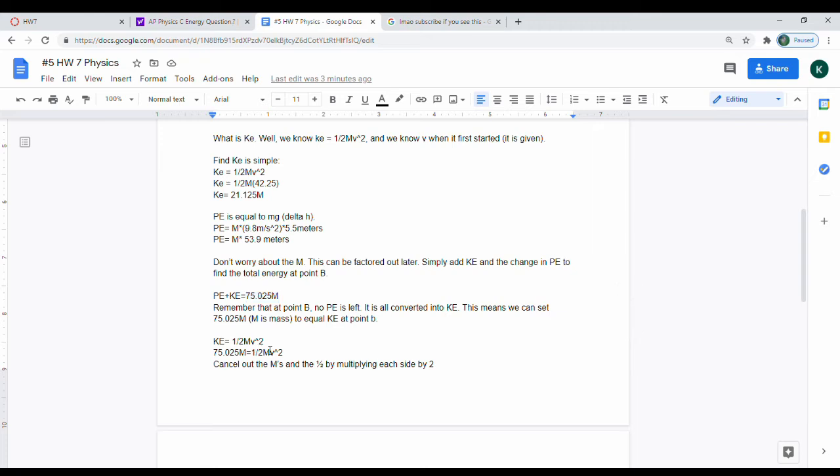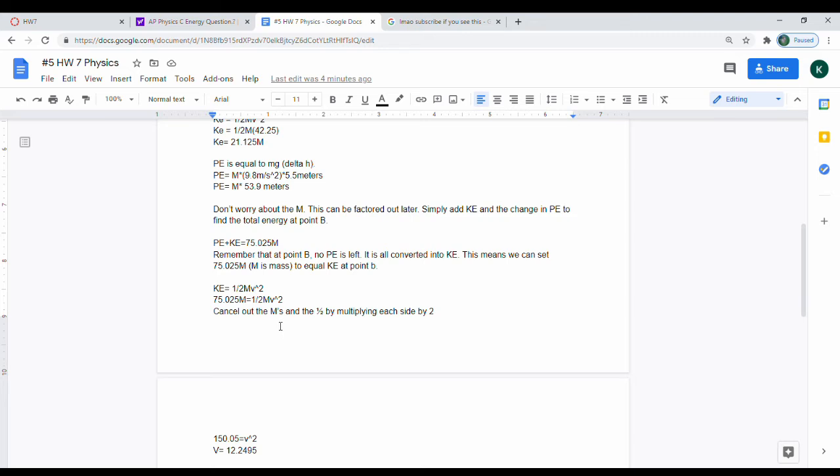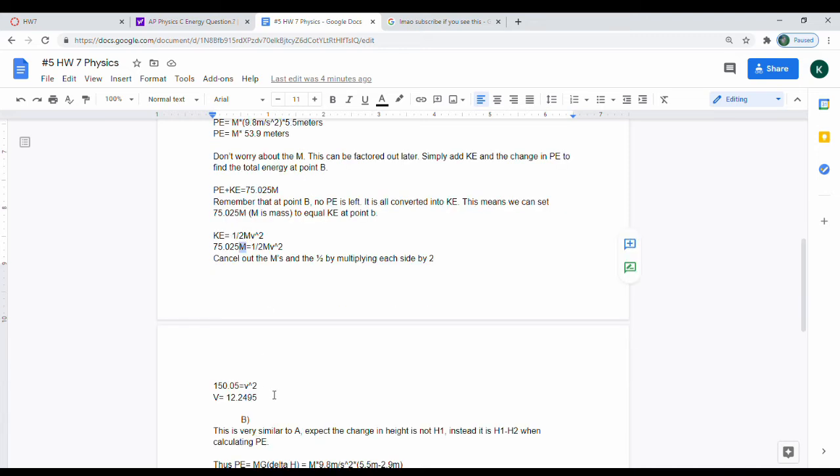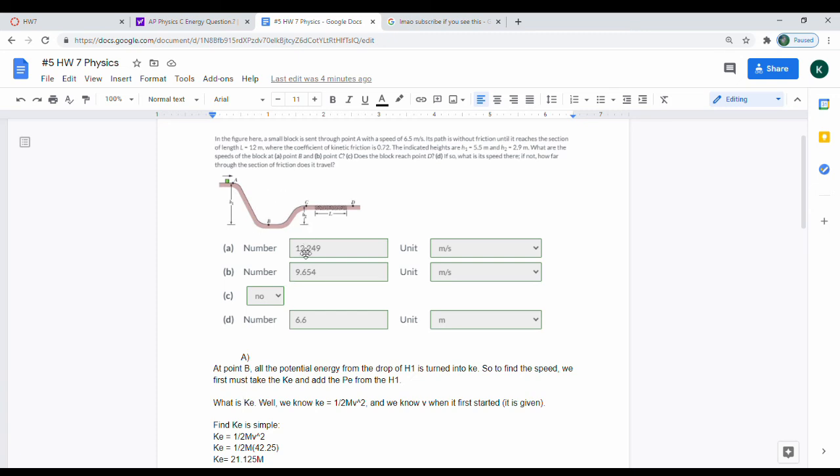I should have called this vB to be more clear, but you can call it whatever you want. It doesn't really matter. So then multiply both sides by 2, divide both sides by m, because you realize there's m on both sides, and then you should get v squared, and then you should get v. So that's part A.